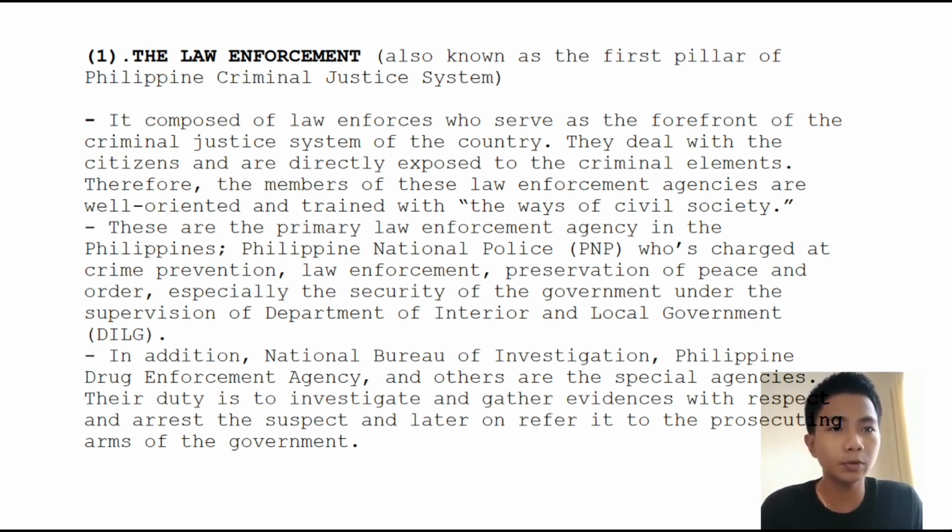These are the primary law enforcement agencies in the Philippines. First is the Philippine National Police, which is in charge of crime prevention, law enforcement, and maintenance of peace and order, especially the security of the government, under the supervision of the Department of the Interior and Local Government, DILG. In addition, the National Bureau of Investigation, the Philippine Drug Enforcement Agency, and others are the special agencies. Their duty is to investigate and gather evidence, arrest the suspect, and later on refer it to the prosecuting arms of the government.